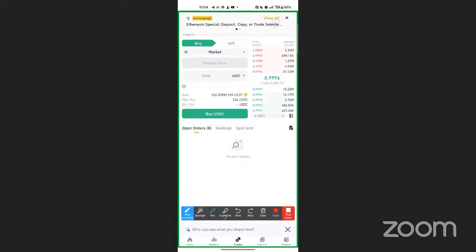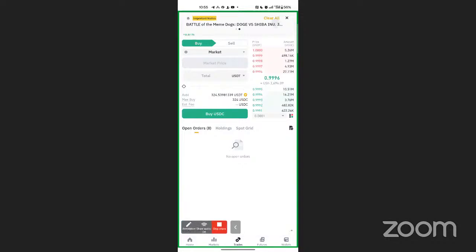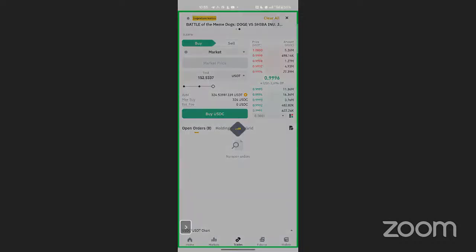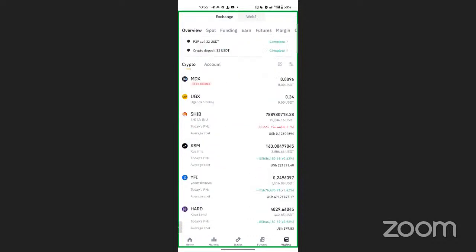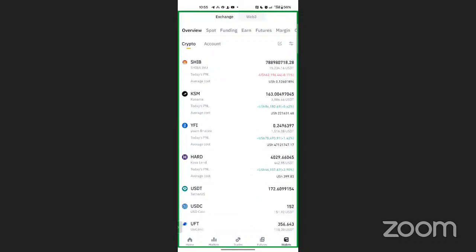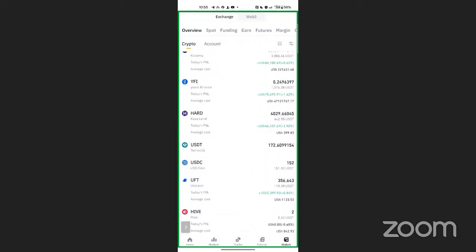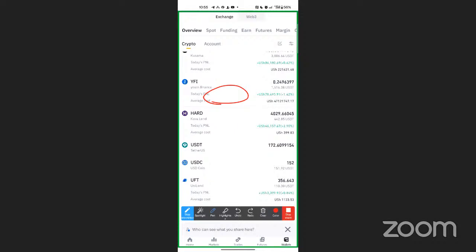Now, for example, I have 330.24 USDT and I want USDC. So I will just convert. Let me convert 150. Let me convert half. So I will buy. So I have bought. So here in my wallet, don't focus on my capital. Here on my wallet, you see, I will have USDC and I will have USDT.